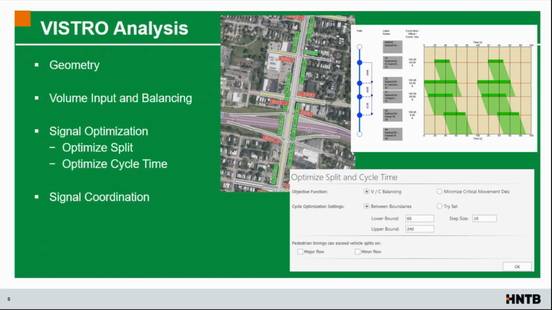And then we did all of our signal optimization and cycle time optimization in Vistro. And then we coordinated the signals for the build as well on one network. So it was easier for when we did the Vissim model to apply the light rail and have TSP and preemption included in there as well.